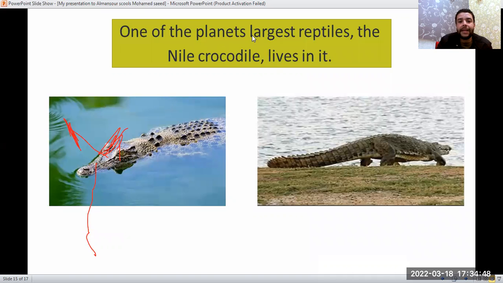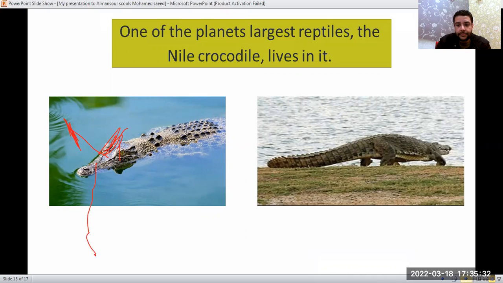And one of the planet's largest reptiles, the Nile crocodile, lives in it. Crocodiles live in the Nile. One of the planet's largest reptiles. The crocodile is the largest reptile in the world. So this information talks about the crocodiles living in the River Nile. So that is the crocodile.